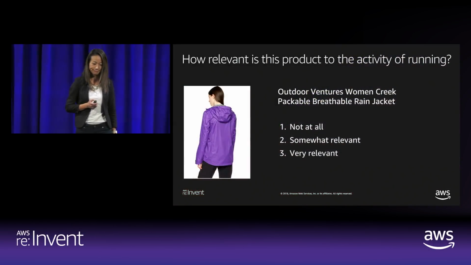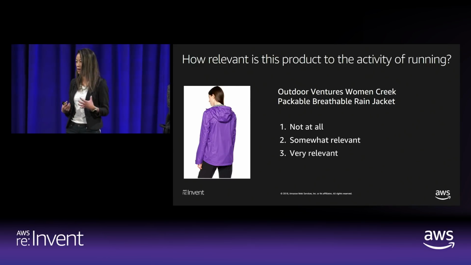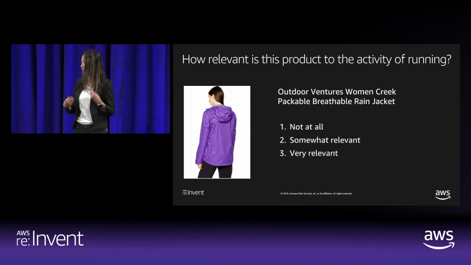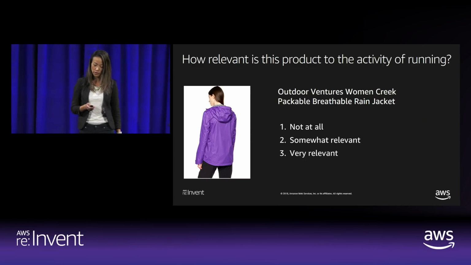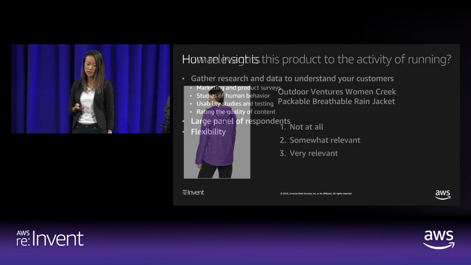Here's what I mean. How relevant is this product to the activity you're running? What we have here is this outdoor rain jacket. It's pretty light. You can see her wearing it running, but it's not really a running jacket. So it requires you to apply some human judgment to make that decision, to rank it. So this is a good example of using Mechanical Turk to gather human insights and opinions.